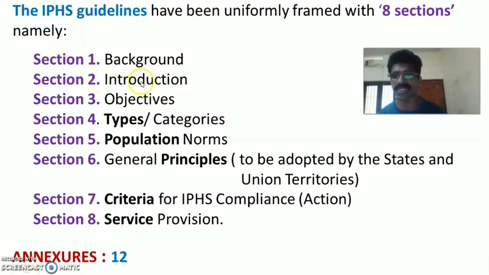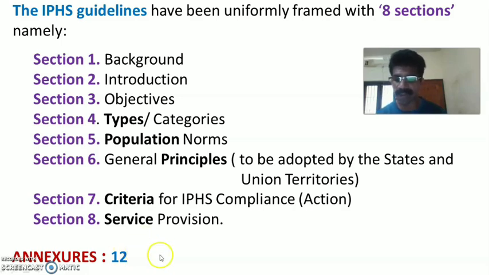Section 1 background, section 2 introduction, section 3 objectives, section 4 explains the types or categories or classification of the health centers, section 5 population norms or population coverage of the health center, section 6 general principles to be adopted by the states and union territories to which the health centers belong. Then section 7 criteria for IPHS compliance or actions. Okay, for the implementation, what criteria have to be followed by the health centers, and section 8 different services provided or rendered by the health centers.